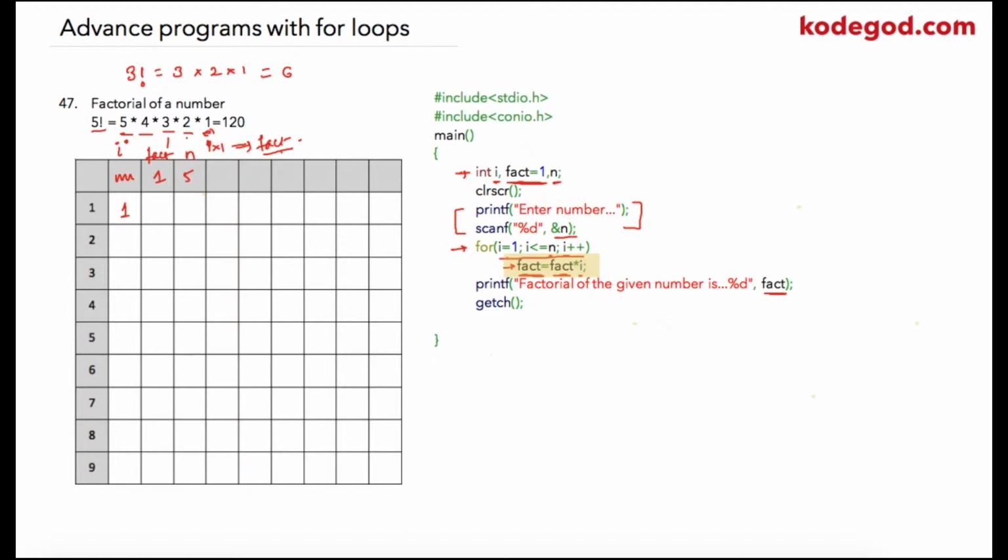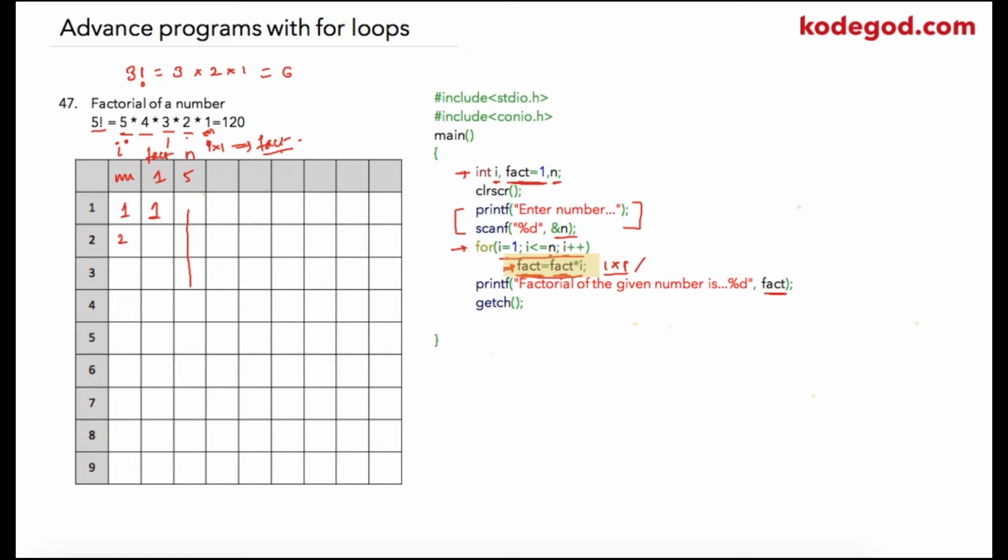Fact is equal to fact multiplied by i, that is fact which is equal to 1 and i which is also equal to 1. So 1 multiplied by 1. Whatever the result is, it will be stored again into fact. So in the first iteration fact will become 1. n is going to remain as it is because we are not changing this value, so we are not going to utilize this column at all. After executing this statement, i will be incremented to 2, and again the condition will be checked. So the condition will be 2 less than or equal to 5, which is a true condition. So again this part will be executed.